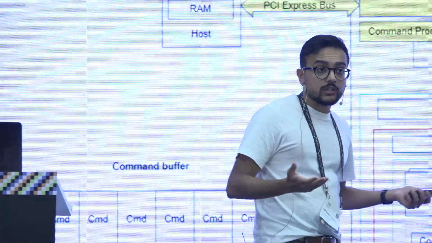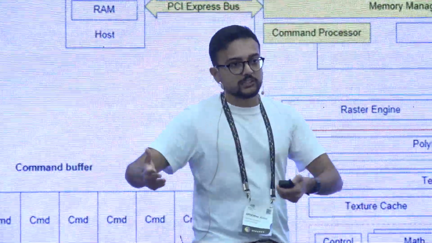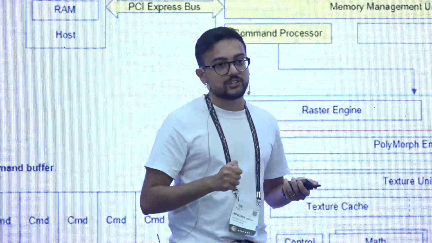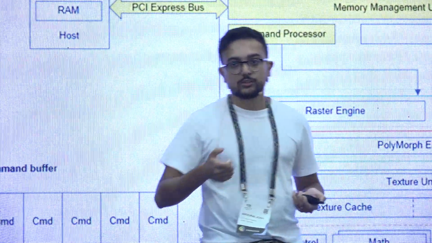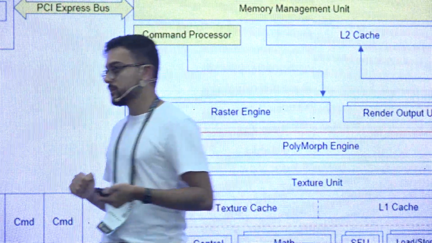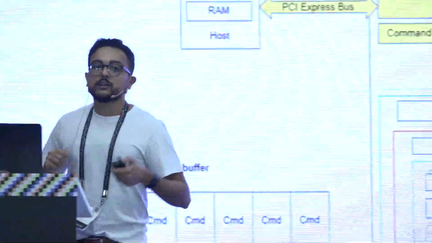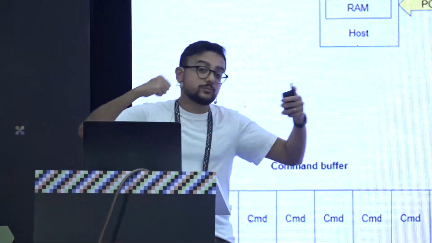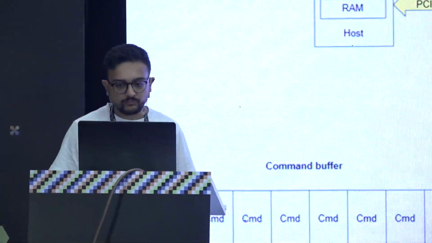But there are also other commands which do dispatches. So there are 3D drawing commands. So you say, draw this mesh. Once you've set the state, you tell the GPU, okay, draw this thing, draw this thing, draw this thing, and so on. So we'll be focusing on the 3D drawing aspect of things on the GPU.